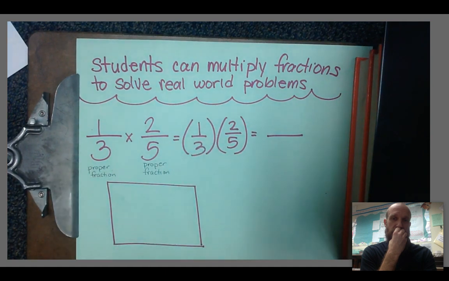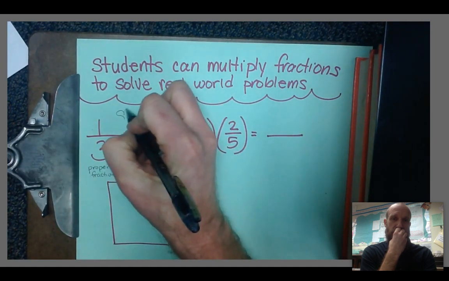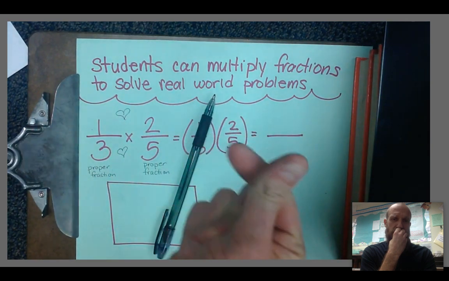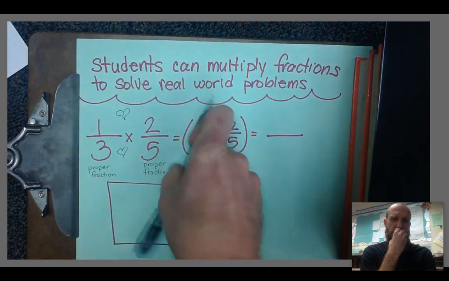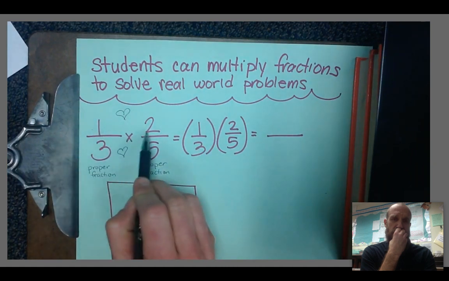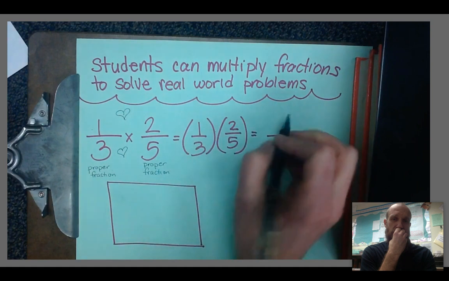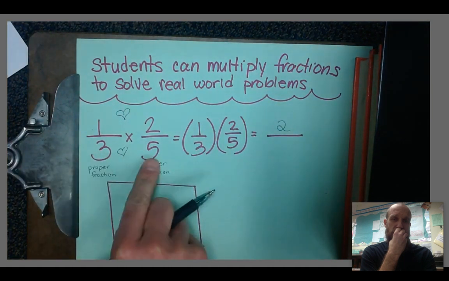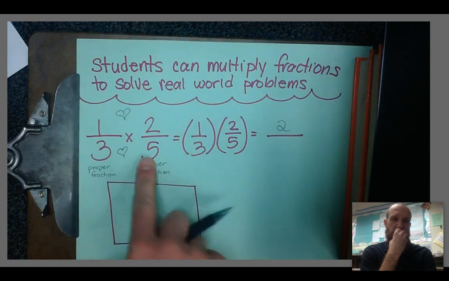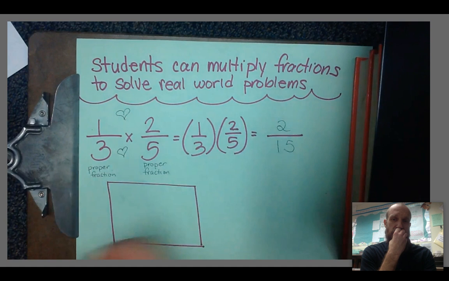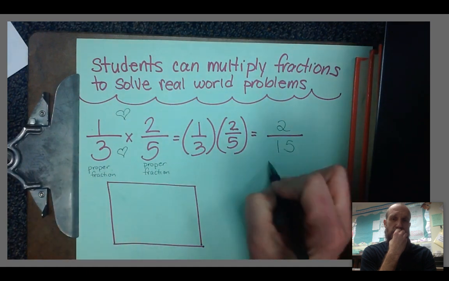You'll see this in middle school. I always put these little hearts here because I love multiplying fractions because it's so easy. Numerator: 1 times 2 is 2. Denominator, bottom numbers: 3 times 5 is 15. So 2/15. That is our product.